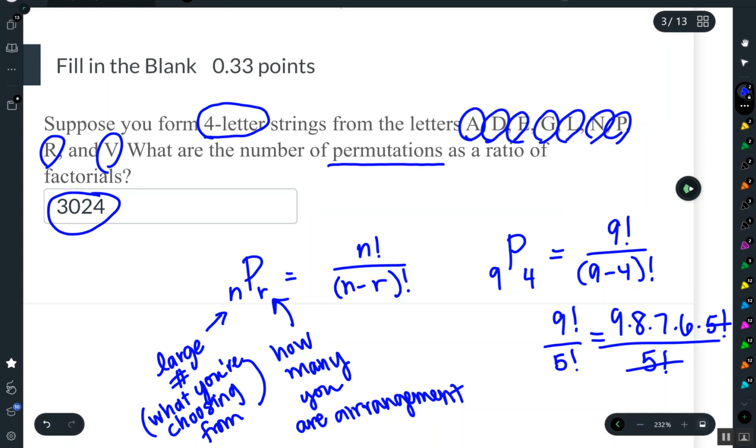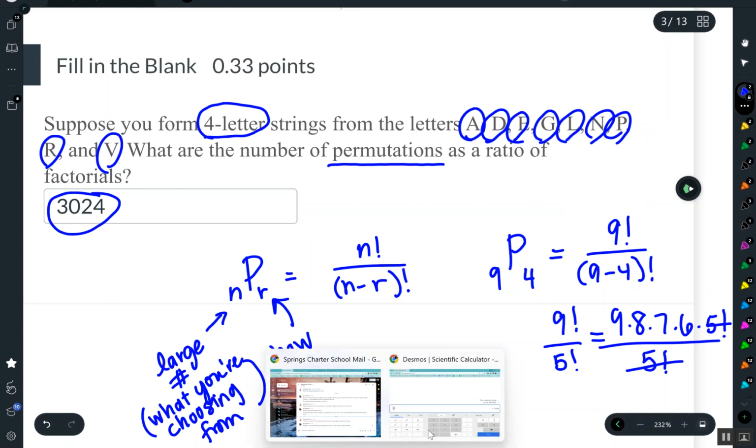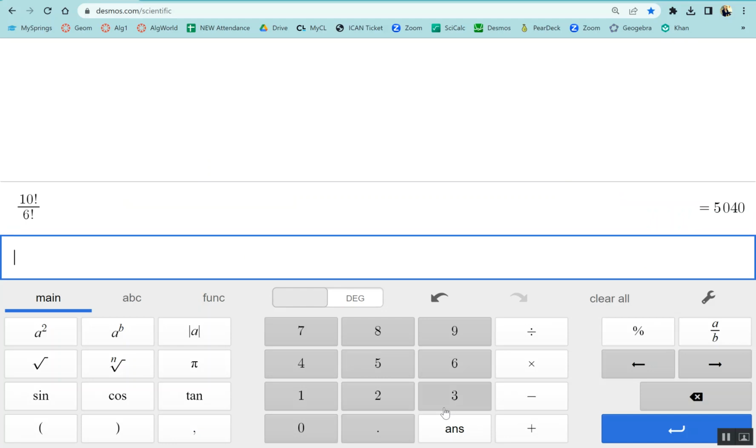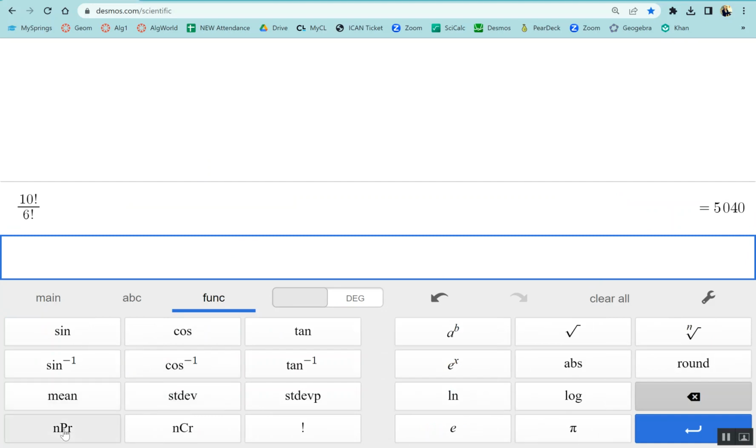You can also use a scientific calculator. The Desmos calculator, not all scientific calculators have this, but the Desmos calculator does have a permutation button, and we would do 9, 4 as an ordered pair to get 3,024.